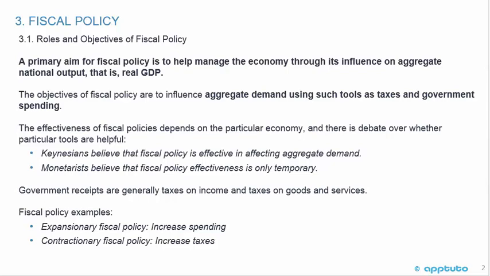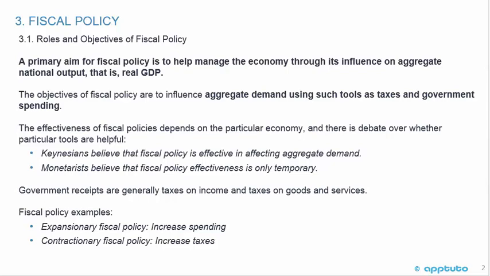A primary aim for fiscal policy is to help manage the economy through its influence on aggregate national output, that is, real GDP. The objectives of fiscal policy are to influence aggregate demand using such tools as taxes and government spending. So the tools for fiscal policy are taxes and government spending.